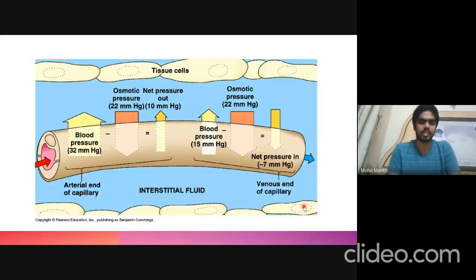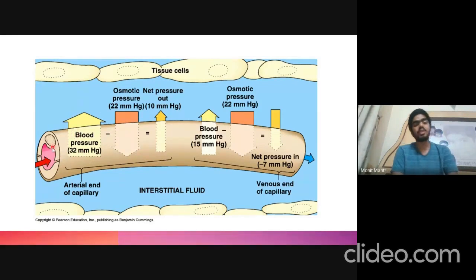Then comes the lymphatic system. So this is the blood capillary. As I said, the arteriolar end of the capillary has high blood pressure, which is around 32 mmHg. Because of this high blood pressure inside the capillary wall, the blood will tend to move from inside the capillary to the interstitial fluid. So the blood will tend to move from inside to outside.